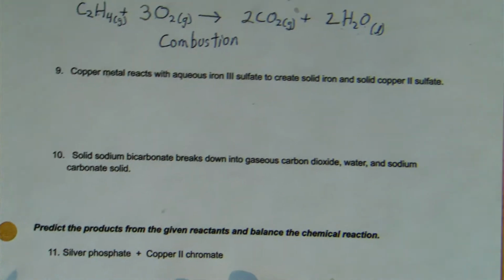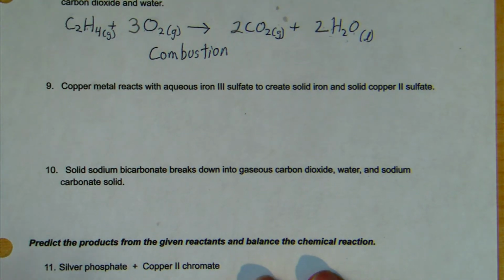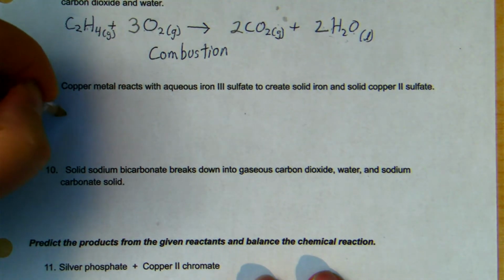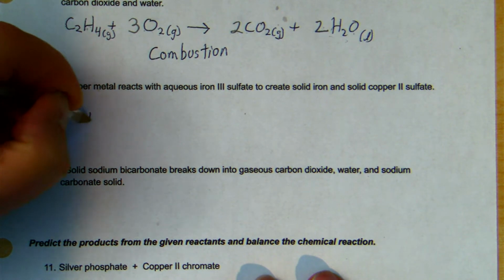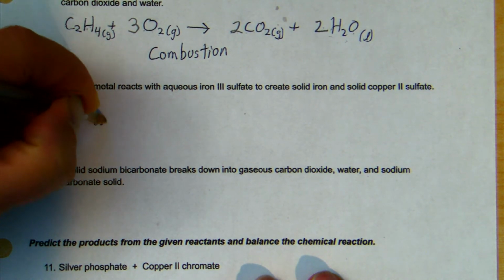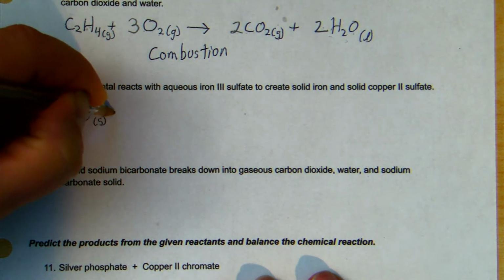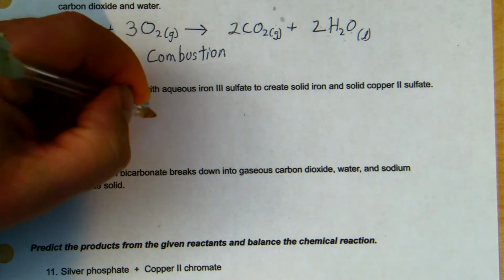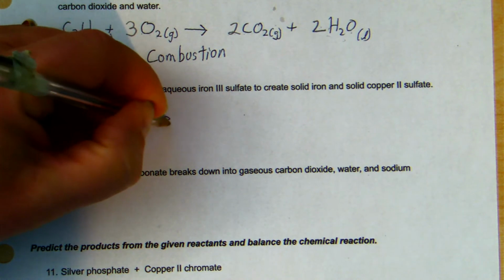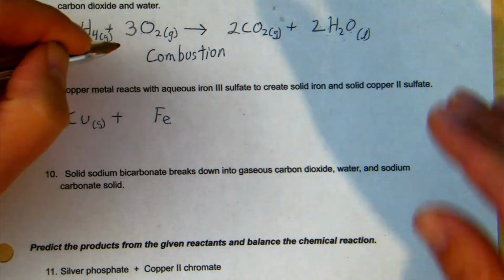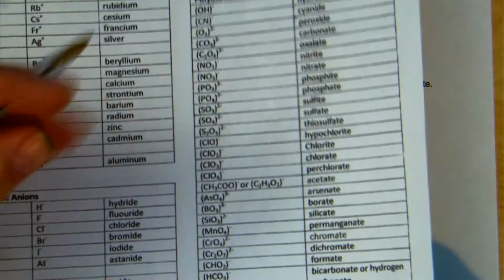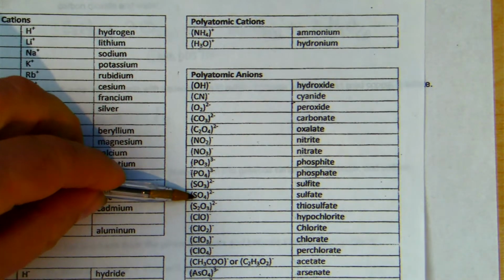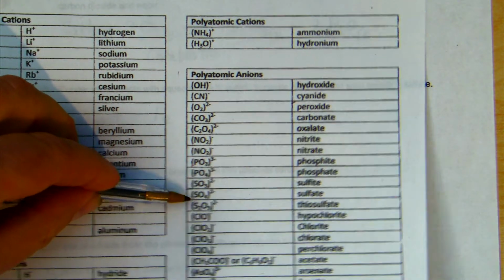Number 9. Copper metal reacts with aqueous iron 3 sulfate to create solid iron and solid copper 2 sulfate. Well, copper metal is just Cu, and that would be in the solid state, being a metal. Reacts with, that's a plus sign, aqueous iron 3 sulfate. So iron is Fe. Roman numeral 3 means it's a 3 plus charge. Sulfate is a polyatomic ion with a 2 minus charge. SO4 has a 2 minus charge.